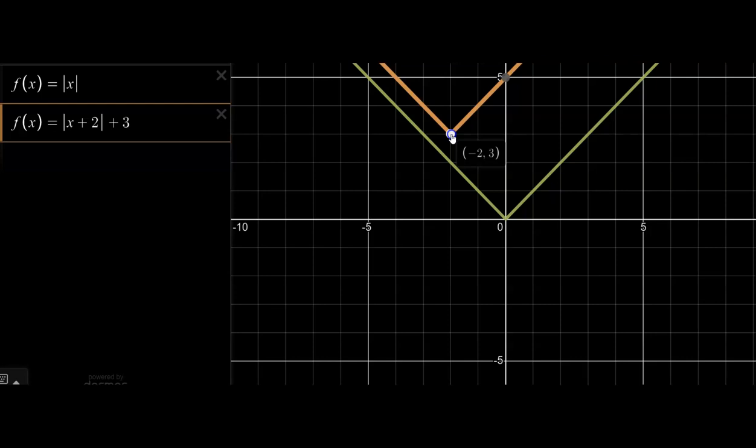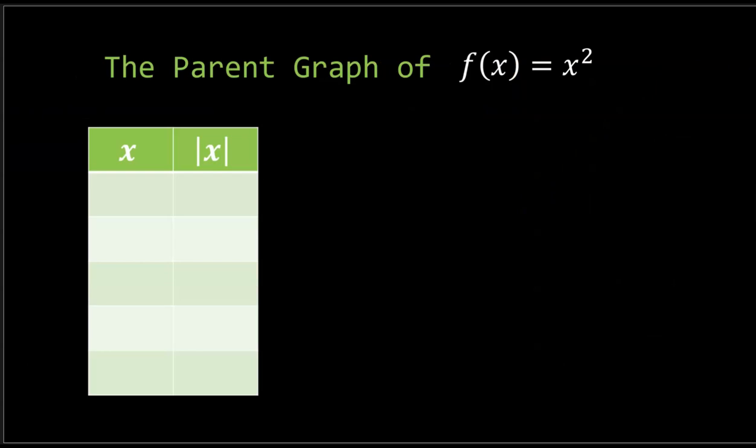Now, does it matter if, instead of absolute value, you have something different, say something like f of x is equal to x squared? Well, let's first take a look at the parent graph of x squared. You've seen this before. It's going to make a U shape, right? But let's slowly do this one more time together.